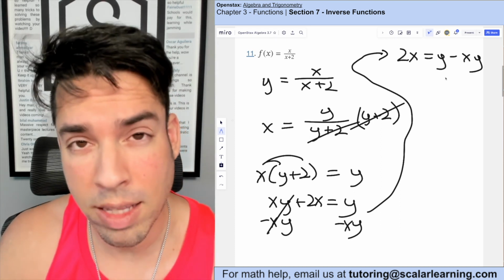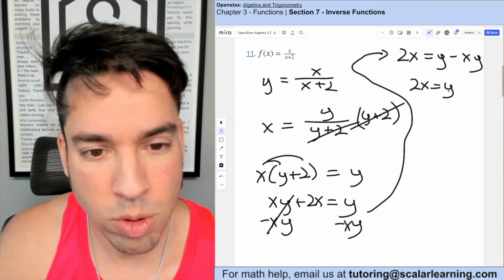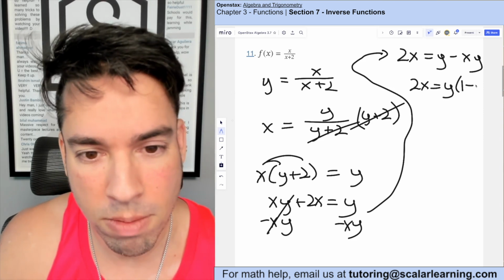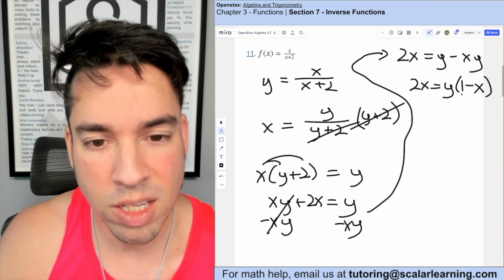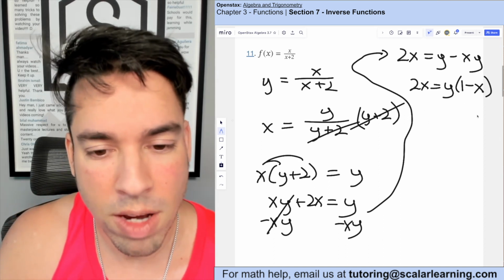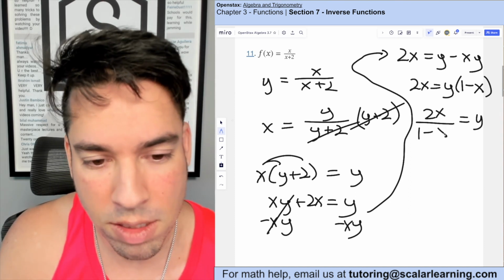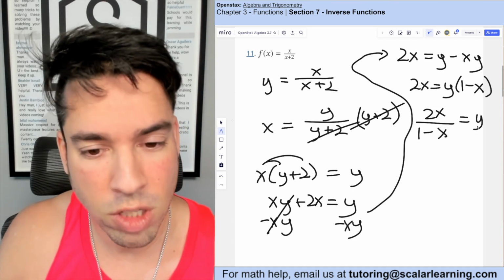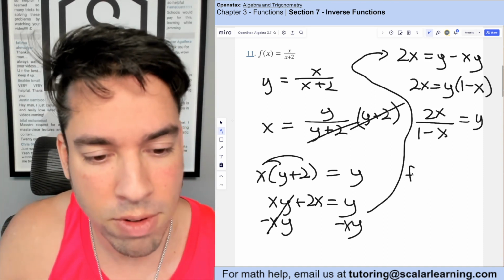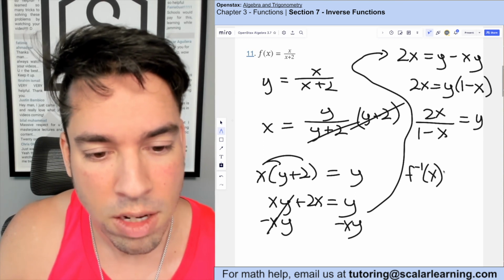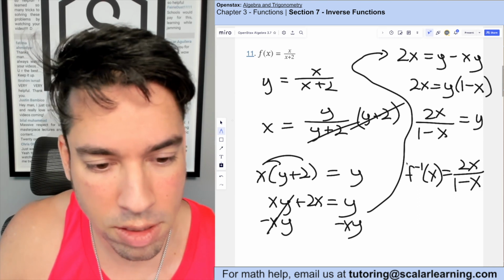Since I want to isolate the y, I'm going to factor that y out. So this is the next step: factoring the y out, and I got 1 left here minus x by itself here. Last but not least, we're going to divide both sides by 1 minus x. So I've got y equals 2x over 1 minus x. And now I'm going to put it back into function notation. I'm going to put the y, or the inverse of f, on the left side. So f⁻¹(x) equals 2x over 1 minus x.